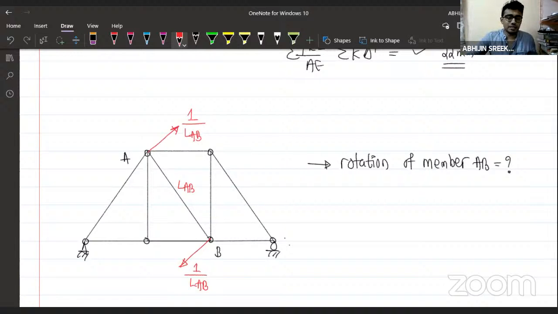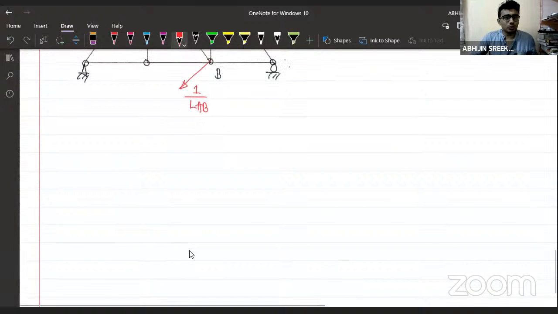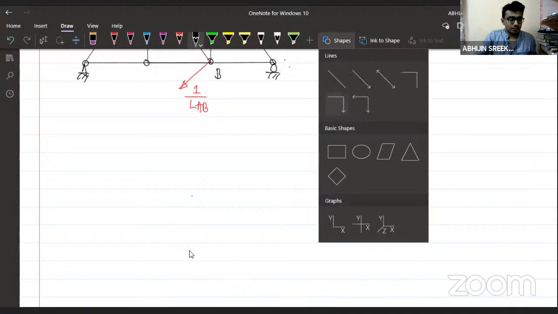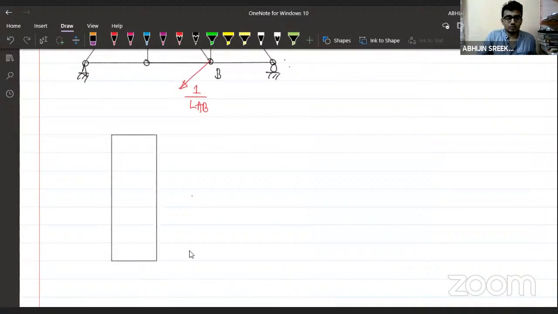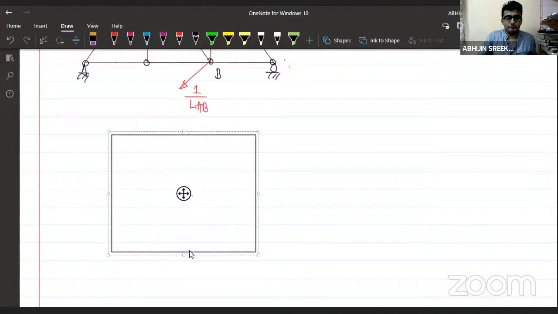We have seen the previous year GATE paper. There is one more concept. Let me draw a truss here. Give me one more second. There is a truss somewhat like this. This is the truss we have.